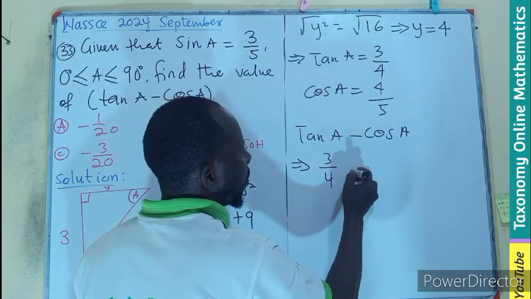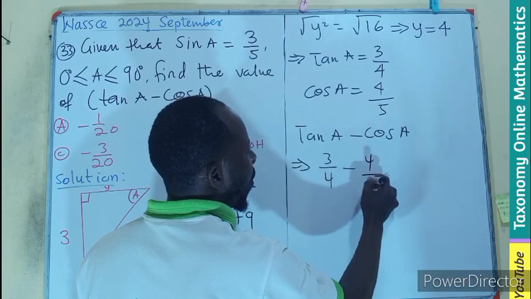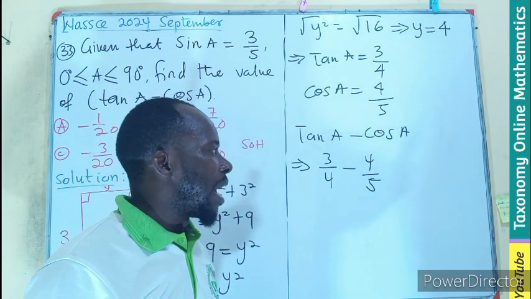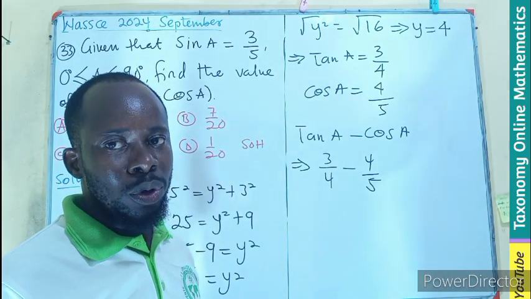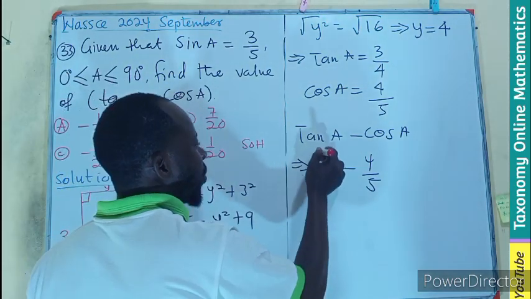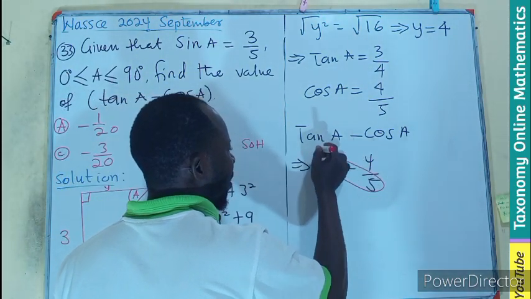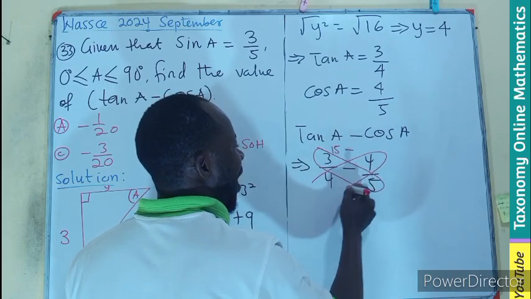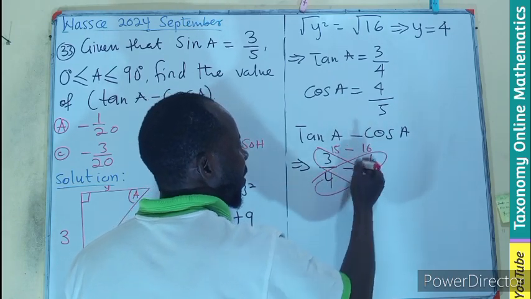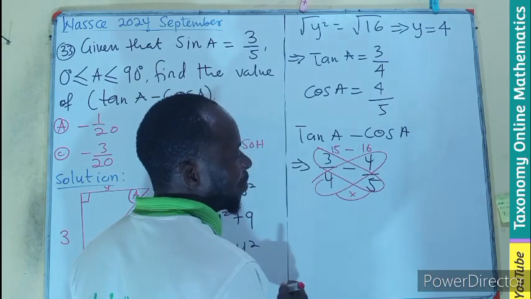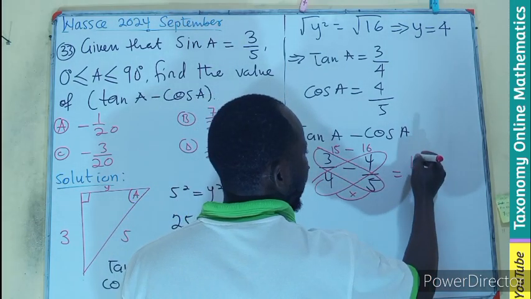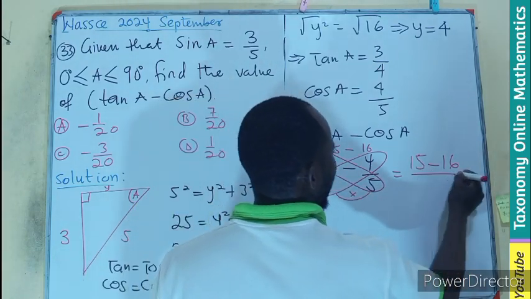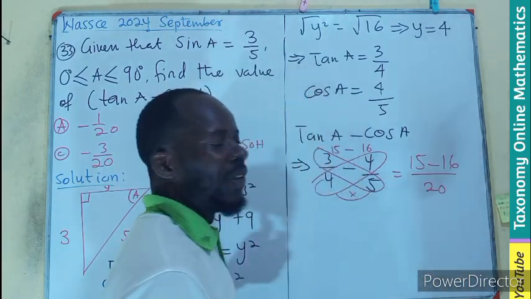3 on 4 minus 4 on what? 5. This is the subtraction of fractions. Remember our tutorials on the butterfly approach of subtraction. We are going to multiply diagonally. So that will give you 15, minus, multiplying diagonally, which will give you 16. Then multiply at the back. So this becomes 15 minus 16 over 4 times 5. That will give you 20.